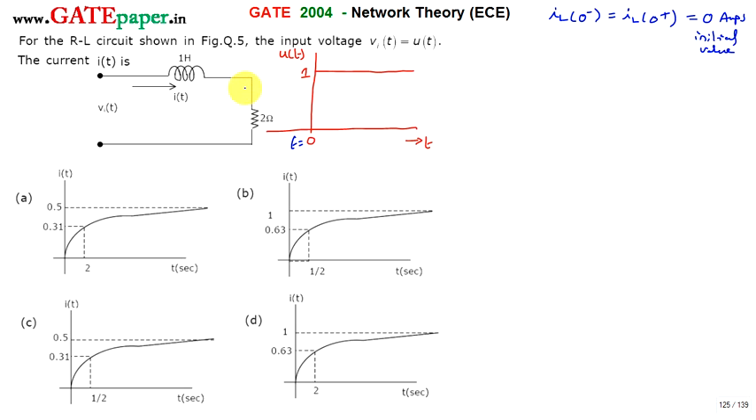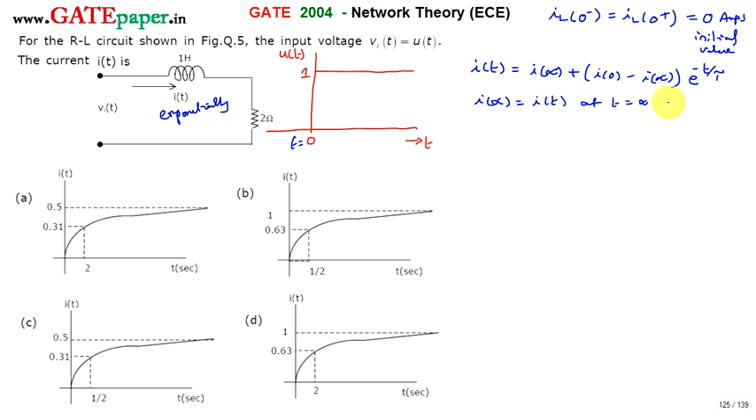As the current doesn't change suddenly, current in an inductor changes exponentially. For any waveform changing exponentially, we can write the value at any instant of time using this equation: i(t), the current flowing through any element, can be written as i(infinity) plus i(0) minus i(infinity) into e to the power minus t by tau, where i(infinity) is the final value, that is i(t) at t equals infinity, which is steady state.